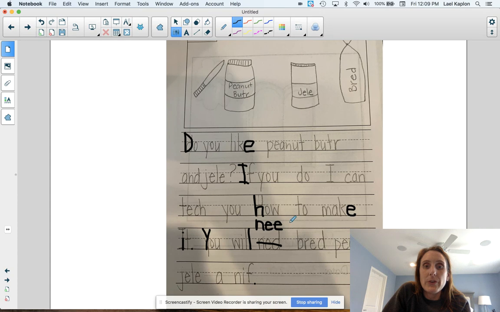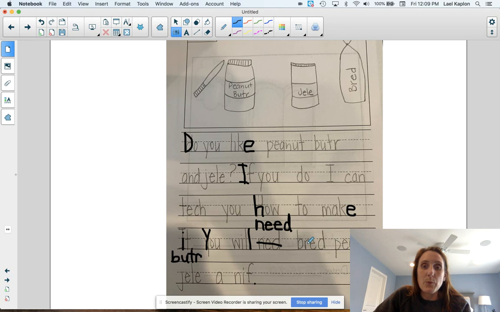Do you need there? Okay. You will need bread, peanut. Oh, I forgot the word butter. Let me write that here. Okay, let me read that again because I have to switch. When I'm an editor, I switch from writing to reading, right?